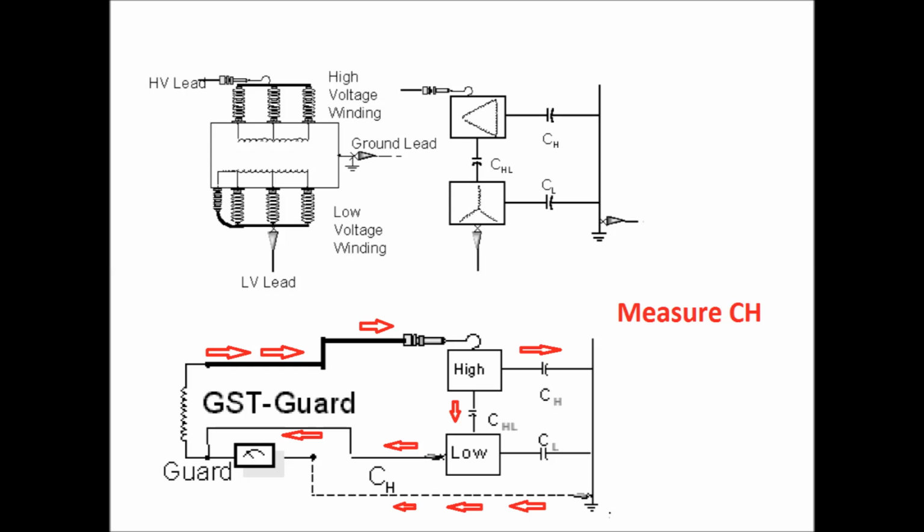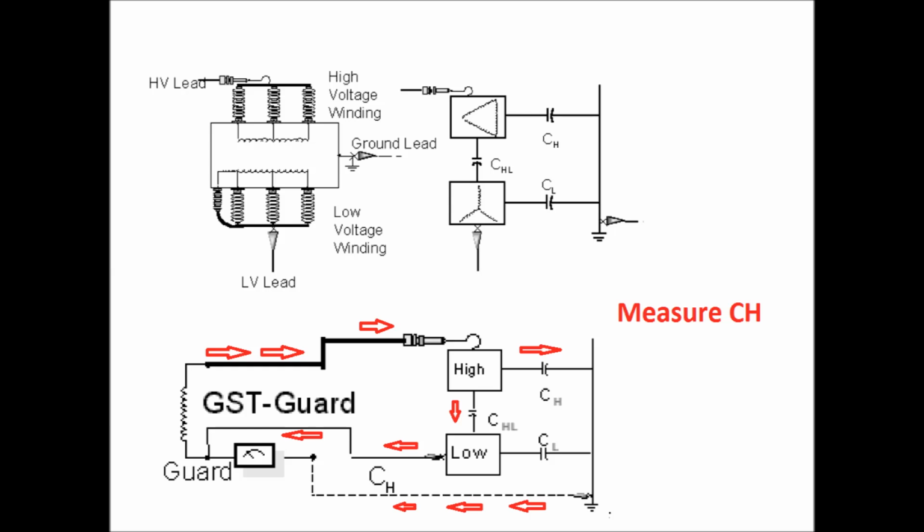So the next method is the GST guard mode. The test arrangement is the same as the previous one: the high voltage lead is connected to the high voltage side, the low voltage lead is connected to the LV side, and the ground lead is connected to the ground path. Here the current injected from the set has two paths. One is through the high voltage side winding, through the capacitance path to the ground, and it is returned to the set. Another path is from the high voltage side to the low voltage side, and it is returned through the low voltage lead to the set.